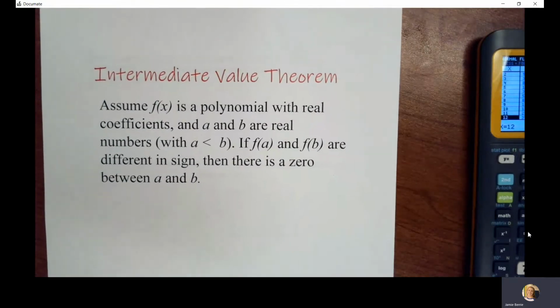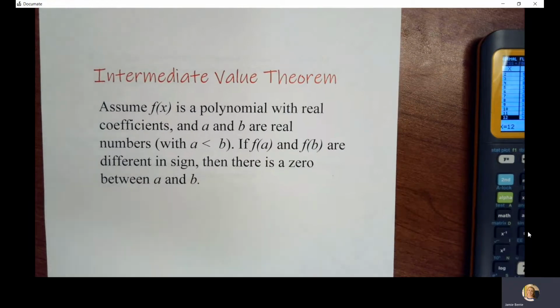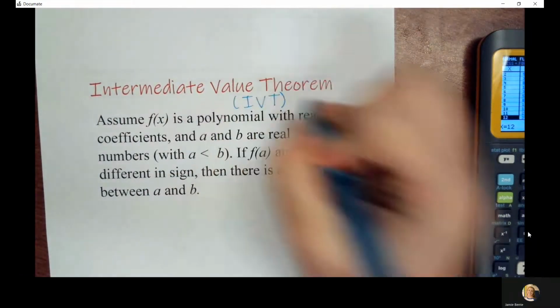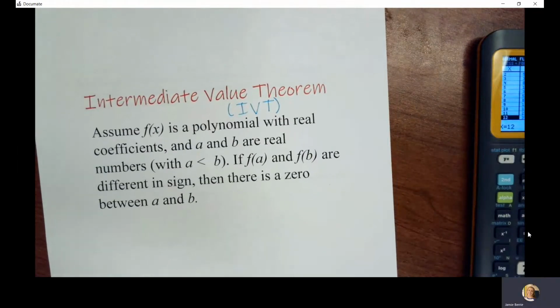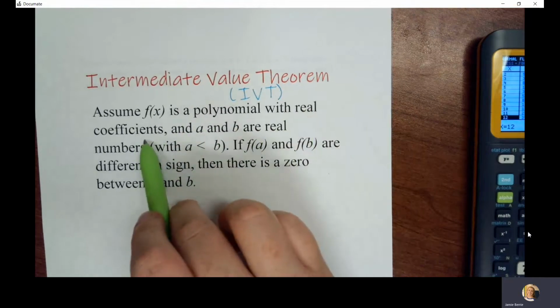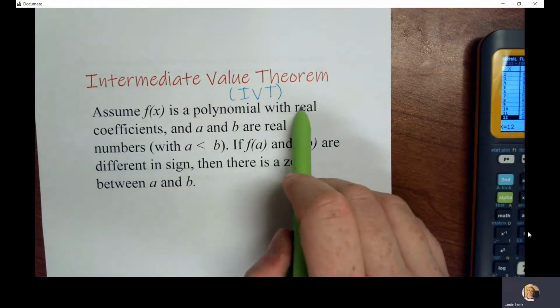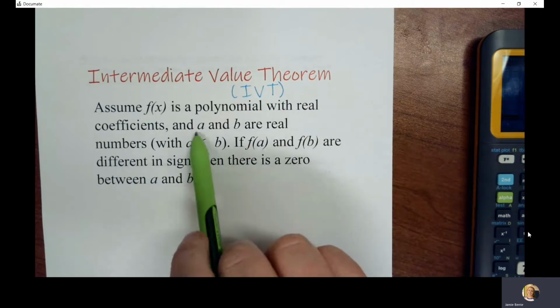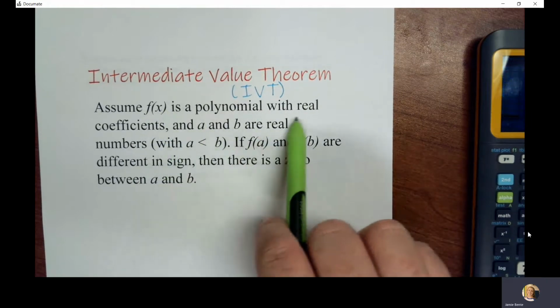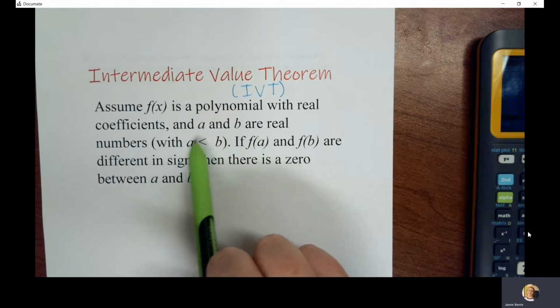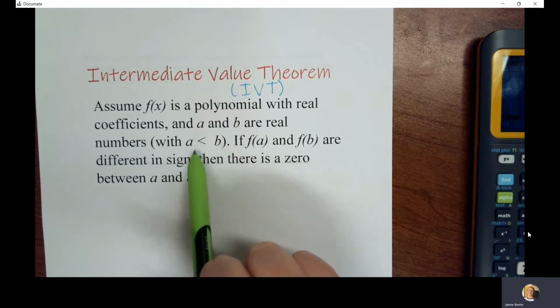Intermediate value theorem, IVT. The intermediate value theorem says if f of x is a polynomial with real coefficients, so a little less strict here, the coefficients can be any real number. It doesn't have to be integers like with the rational zero theorem. So if f of x is a polynomial with real coefficients and a and b are real numbers, just note here that a has to be the smaller number of the two. A is less than b.